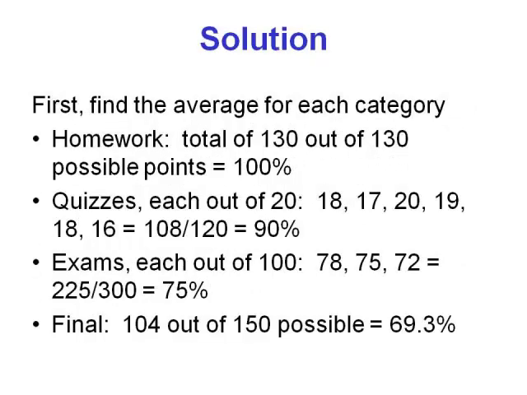So the first thing you need to do is find the average within each category. For homework, you've got 130 out of 130, that's 100%. For the quizzes, we've got 6 quizzes worth 20 points apiece. The quiz scores add up to 108 out of 120 total possible, so that's 90%. And then 3 exams for 100 points each, so that's out of 300. Add those up and you've got a 75% exam average. And then final exam 104 out of 150, so 69.3% on the final exam.